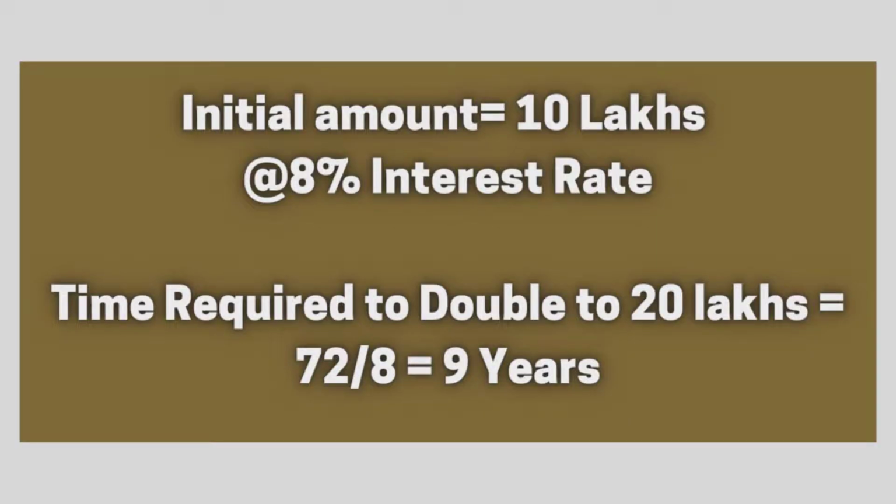Let me explain with an example. Let's say I have an investment of 10 lakh rupees and I am getting a return on my investment at the rate of 8% per annum, compounded per year. How much time will be required for my 10 lakhs to become 20 lakh rupees? We are going to find that out with the help of this rule of 72. It's simple. Time required will be equal to 72 divided by the rate of return in percentage, which is 8%. So this will come out to 9 years. This is how we calculate the doubling time of our investments in a simple way.